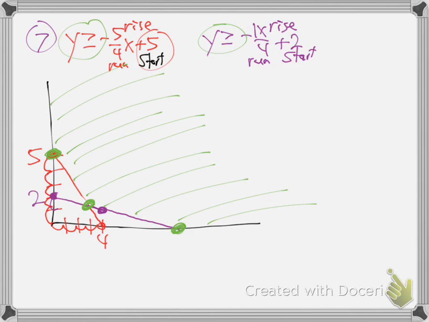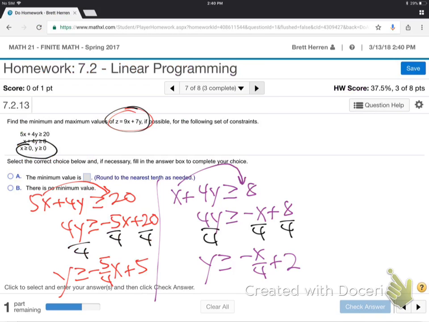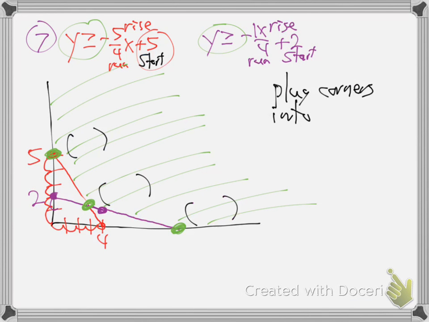So you have to find the coordinates of those corners. Like, what's the xy coordinate here? What's the xy coordinate here? And what's the xy coordinate there? You got to find those. And then once you've got them, you have to plug the corners into the objective function, which they gave you right here. Z is 9x plus 7y.